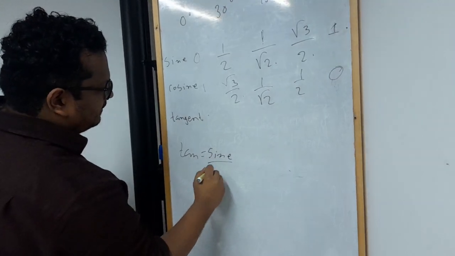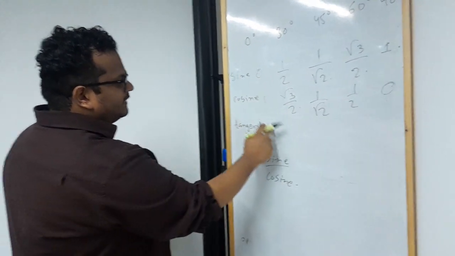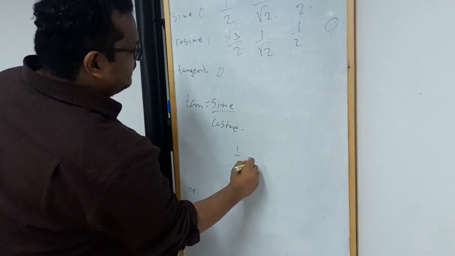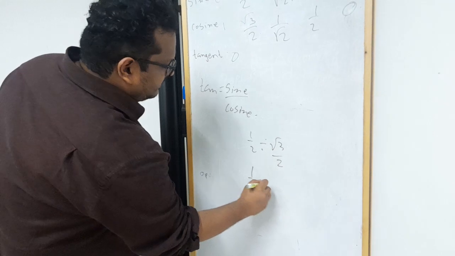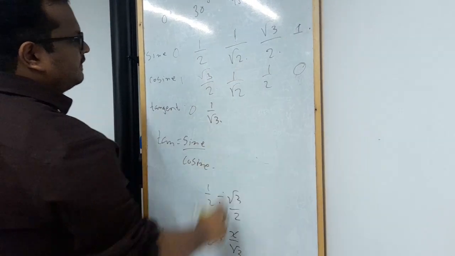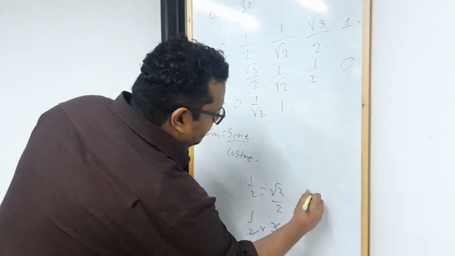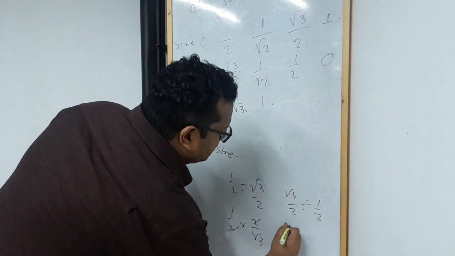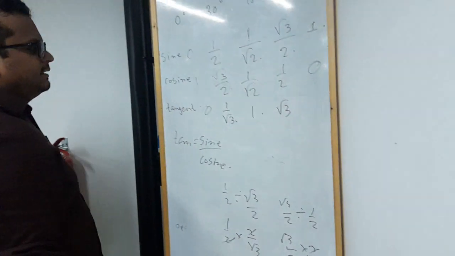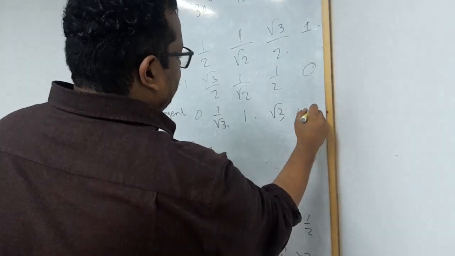sine divided by cosine. So basically, for 0 degree, 0 divided by 1 is 0. For 30 degree, half divided by root 3 by 2 is basically 1 by root 3. 45 is basically this divided by this, that is 1. 60 would be root 3 by 2 divided by half, so that is root 3. And 90 is basically 1 divided by 0, it is undefined.